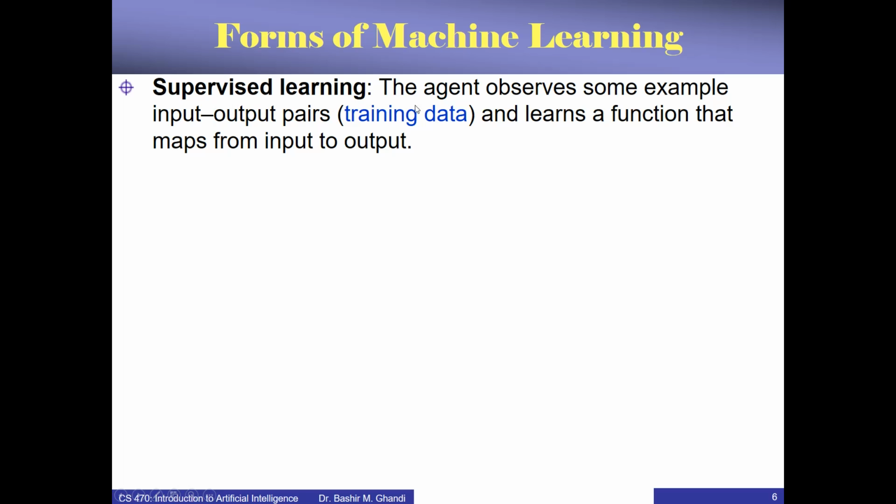So in supervised learning, the agent is taught this A maps to this B, this C maps to this F, and so on, using training data. So the agent observes some example input-output pairs, a set of input-output pairs, which is called training data, and then based on this, it learns the relationship between the input and the output by forming a kind of function that will map a given input to a given output.